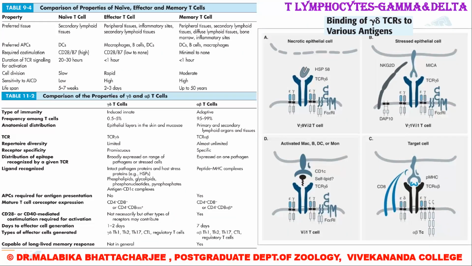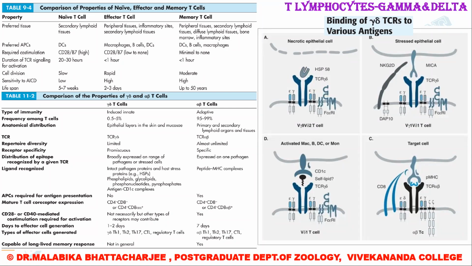Finally, like macrophages, natural killer cells and natural killer T cells, gamma delta T cells can be counted among the sentinels of induced innate immunity. Sentinels means bodyguard. So you can well assume that the gamma delta T cells play a greater role in innate immunity rather than taking part in adaptive immunity.